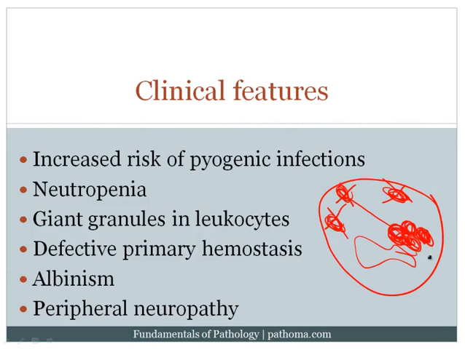And so when these pile up adjacent to the Golgi, we're going to see giant granules. They're going to appear as giant granules within the leukocyte. And so that's another important feature, and that's a histologic feature. Again, all of these are high yield.